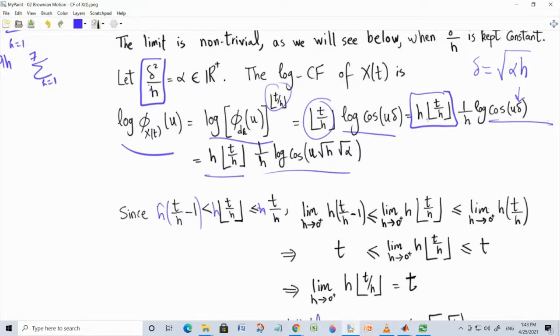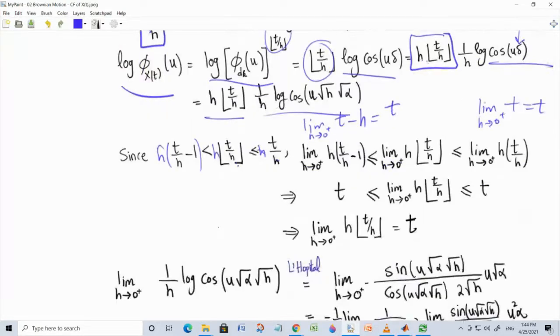On the right-hand side you get t, and t is not a function of h, so the limit as h goes to 0 plus of t is just t. On the other side we get the limit as h goes to 0 plus of h multiplied by t over h, that's t minus h, and so the limit will be t again. So the upper and lower limits are both equal to t, and by the sandwich theorem the middle term must also converge to t. So our first limit is done, and it is finite for every finite t.